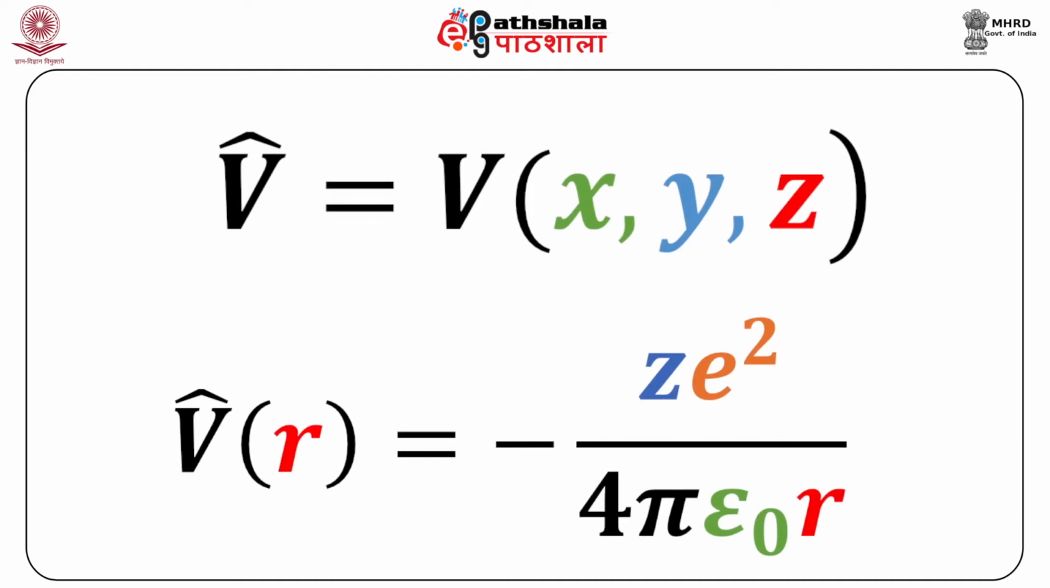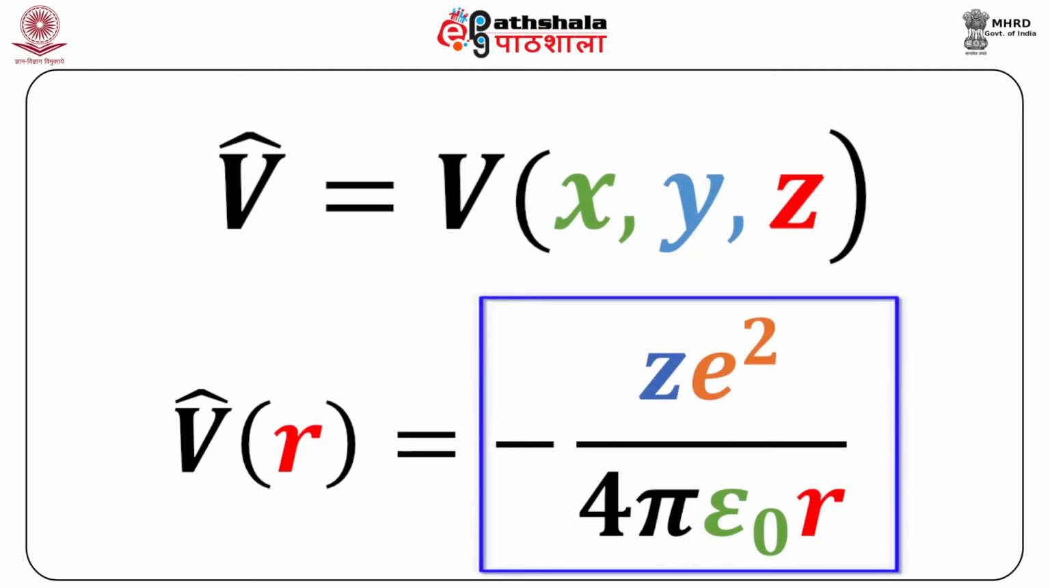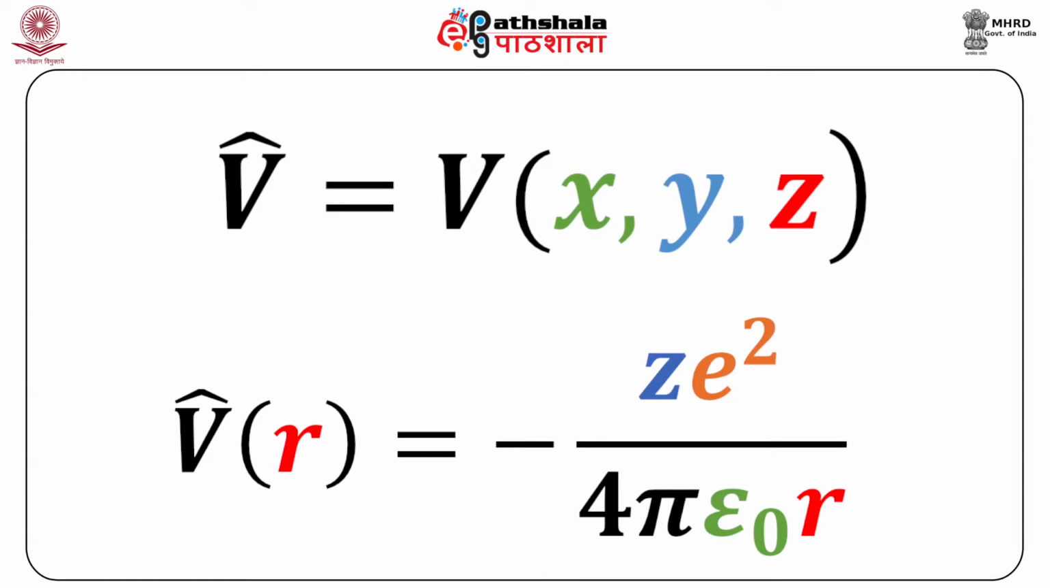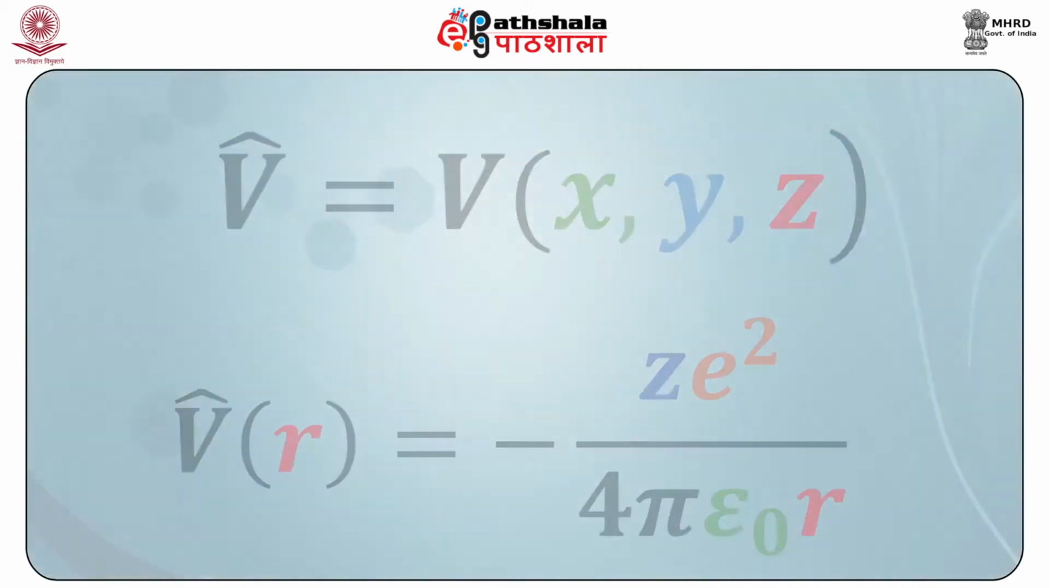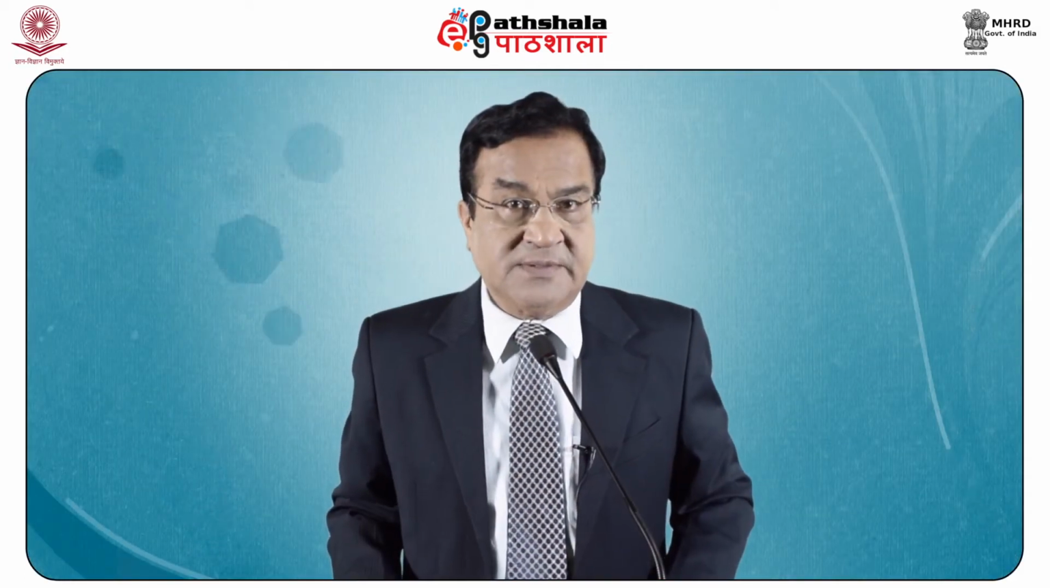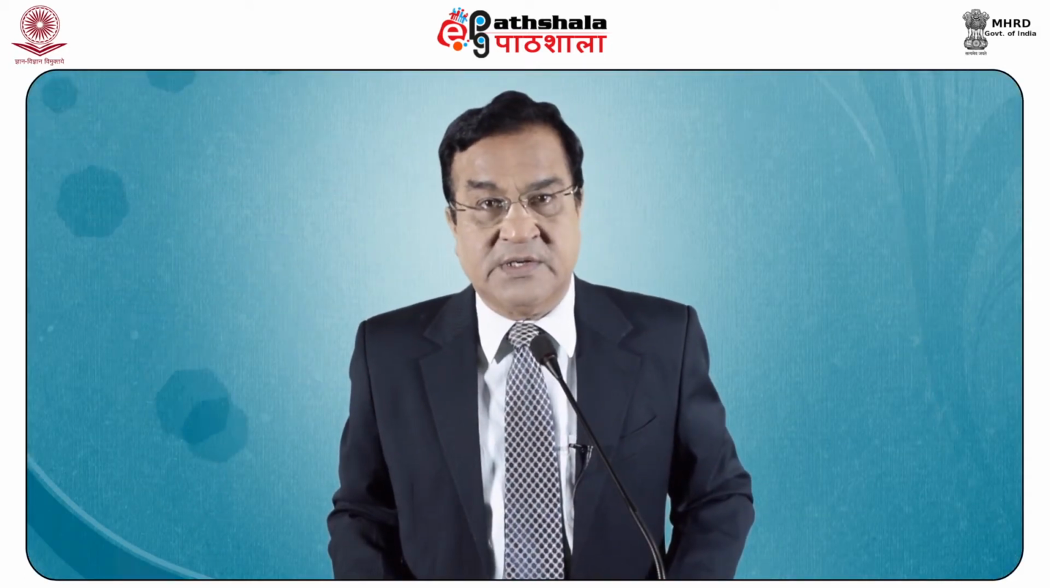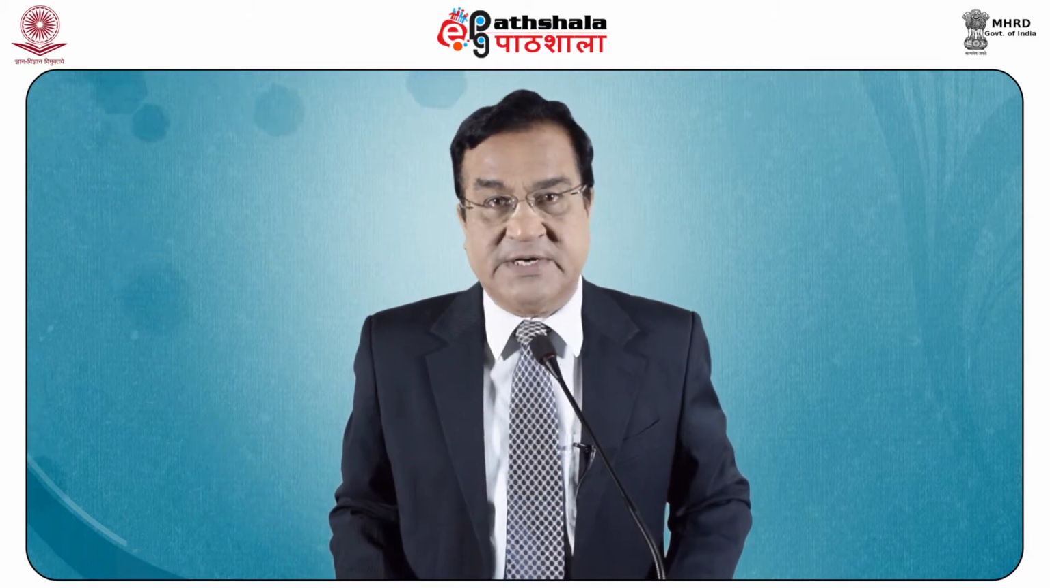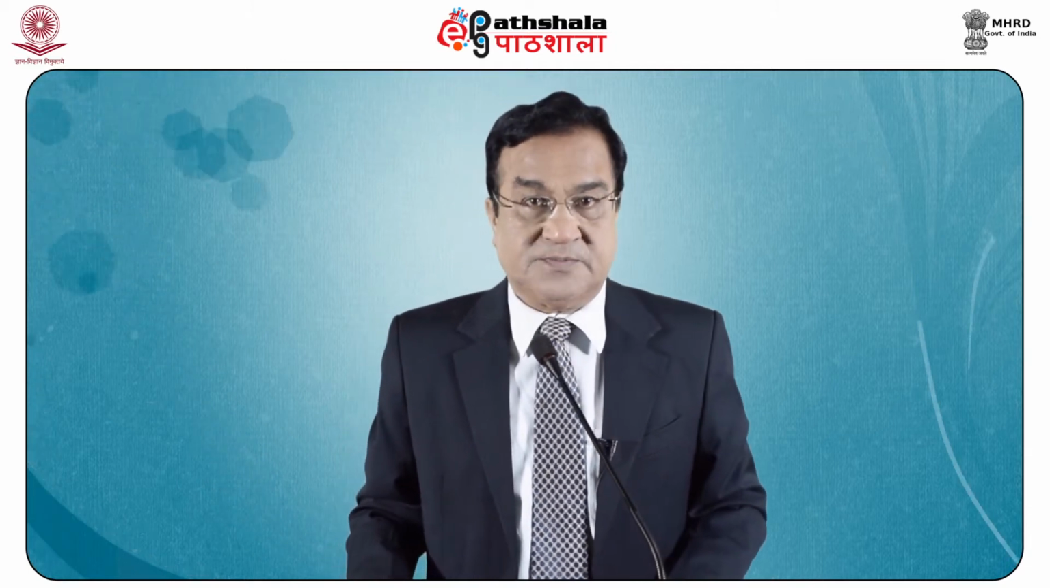Potential energy in this case will be equal to minus Ze square upon 4 pi epsilon 0 r, where r is the distance between the nucleus and the electron, and Ze is the charge on the nucleus. For hydrogen atom, Z will be 1. If we take helium ion, Z will be 2, and so on.